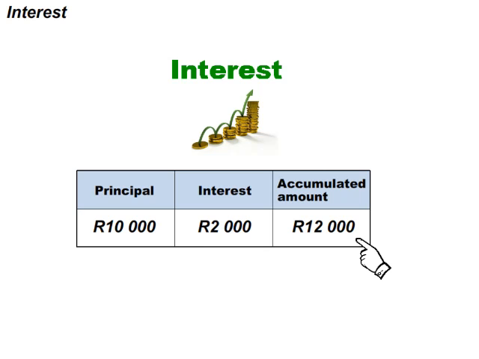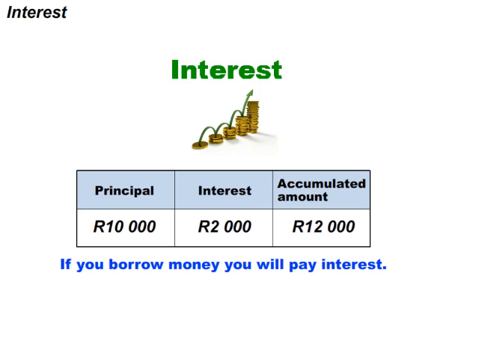The amount you invest originally is called principal. The amount you receive at the end of the period is called accumulated amount. And basically interest is the extra money you receive for investing your money. If you borrow money, you will pay interest. Allow me to explain the word interest further using two simple examples.